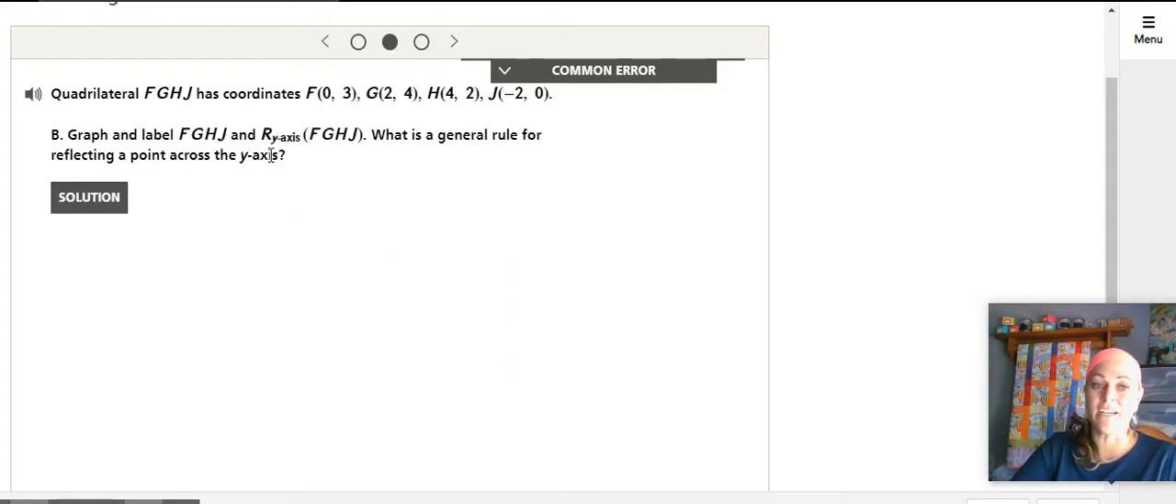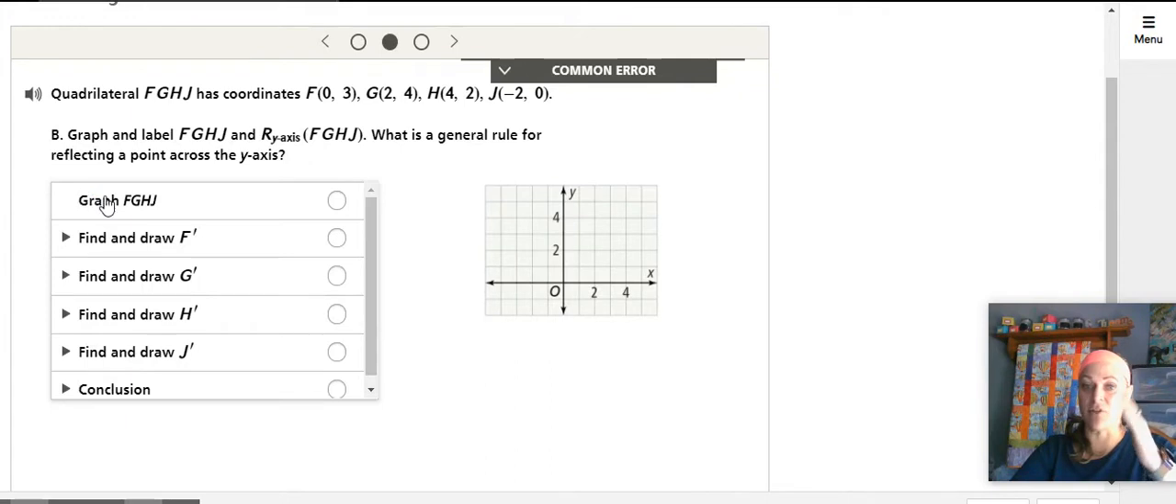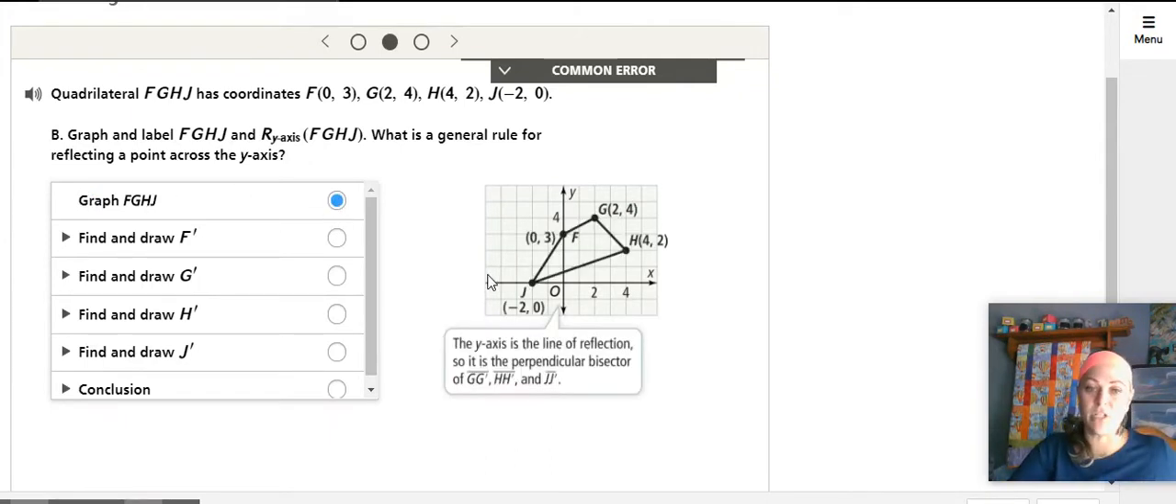Now we're going to reflect across the Y axis. Not the same, but it still is reflecting across an axis, but this one is vertical. So first thing, graph the points. The original figure, here it is. So you're going to use this Y axis as the line of reflection. So you have this figure that's kind of like partly over the axis, and you're going to reflect it.